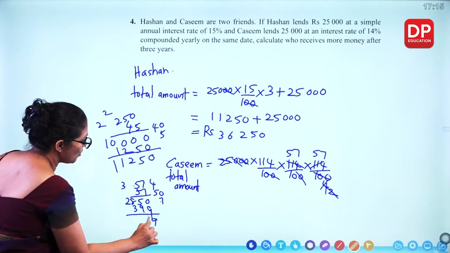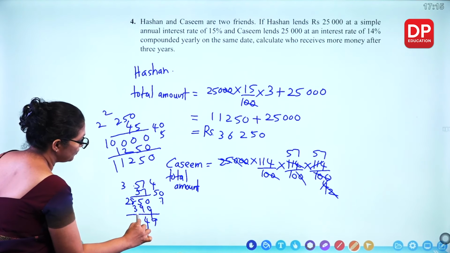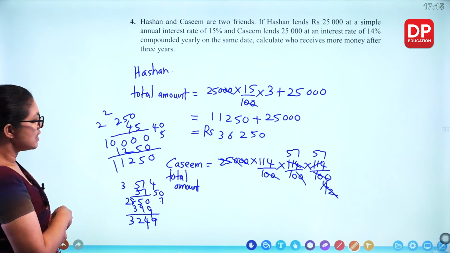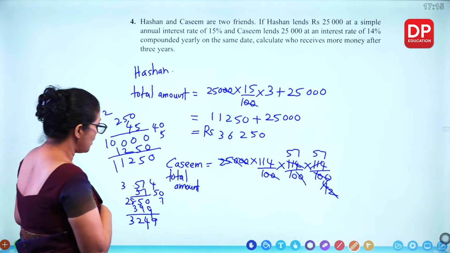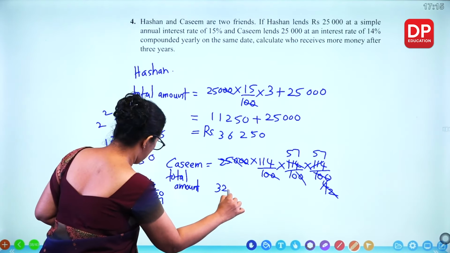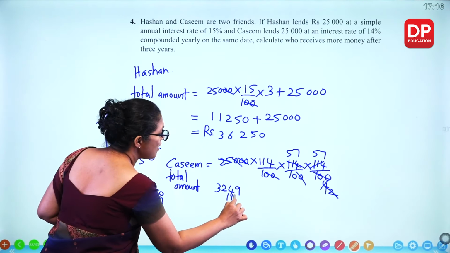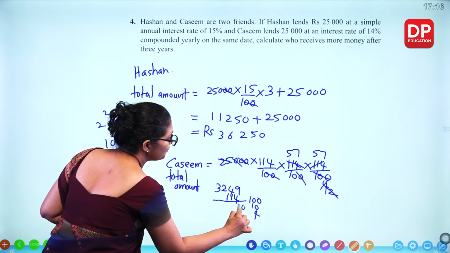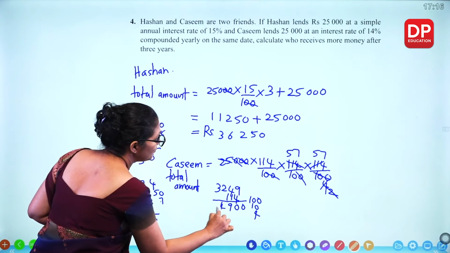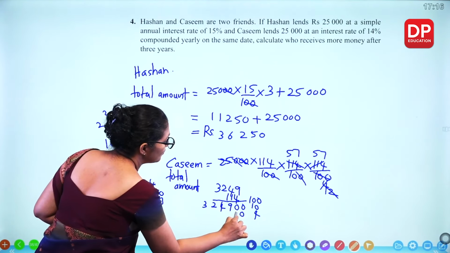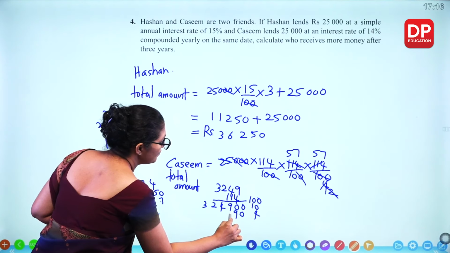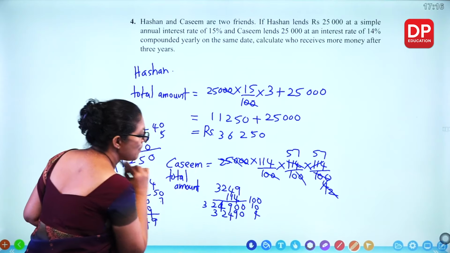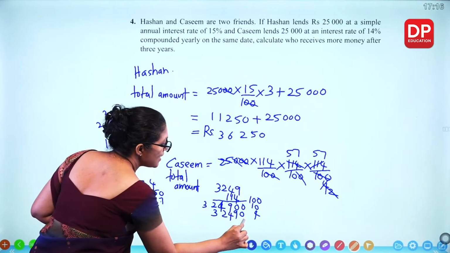So when you add it together, 3,249. So that value you have to multiply by 114: 100, 10 and 4. So multiply by 10, you get this value. Multiplied by 4. 4 times 9, 36.